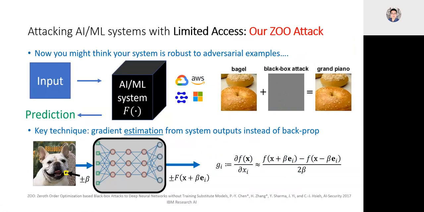The way we did it is, instead of doing backpropagation, which is infeasible in this setting, we estimate a gradient, and using this estimated gradient we can generate these adversarial perturbations and make a French bulldog be classified as a basketball, or make a bagel classified as a grand piano. And this gradient estimation is nothing but some finite difference method that we have learned in high school or in calculus.